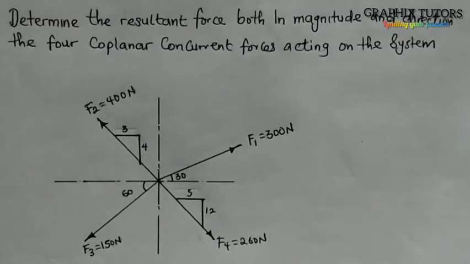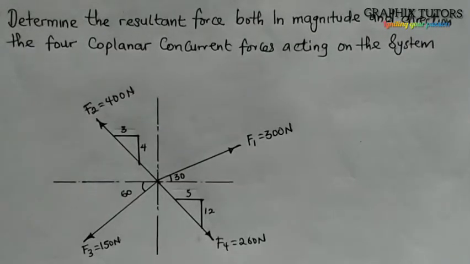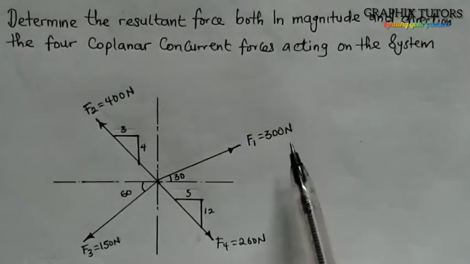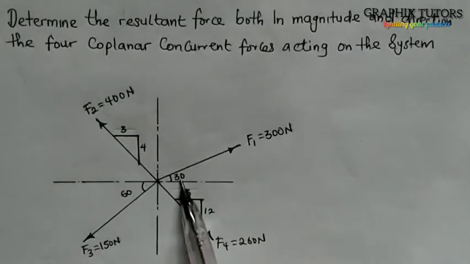Today we want to solve another example on concurrent coplanar force, or coplanar concurrent force, and the question goes like this. It says determine the resultant force, both in magnitude and in direction, of the four coplanar concurrent forces acting on the system. There are 4 of them, right? Now we realize that the first one has a magnitude of 300 Newton and a direction of what? 30 degree.